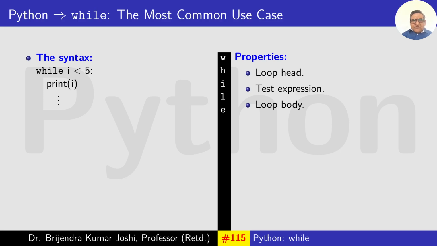Now the most common use case: simple while and then the test expression, assuming that the variable I takes on some value which is less than 5. If it is true, it will enter the body of the loop and the print I statement or other statements would execute. So where is the loop head? This is the loop head, inside which we have the test expression, and this is the body of the loop.